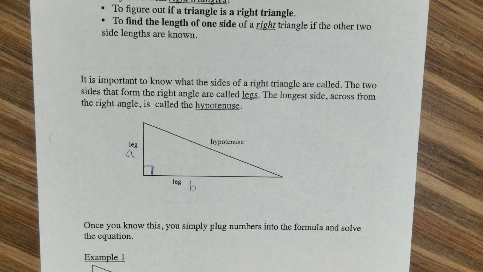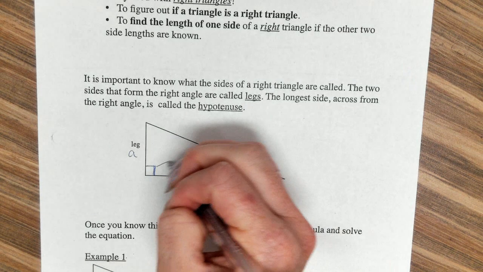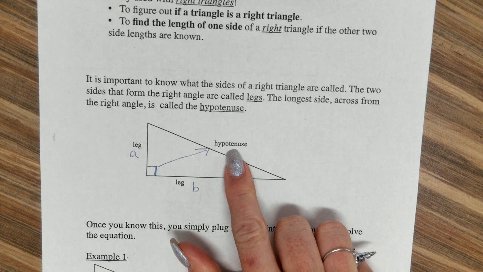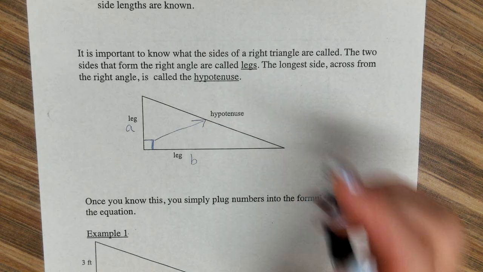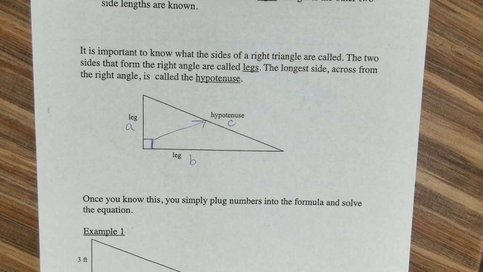The side across from the right angle is always side c, the hypotenuse. This has to be the c. You cannot mix that up. If you do, the whole problem will be messed up. The hypotenuse is always the longest side as well. Once you know this, you simply plug the numbers into the formula above and solve.